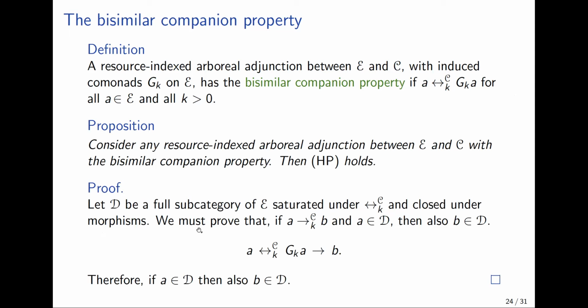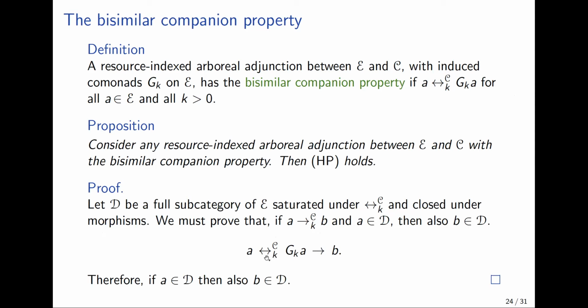And you want to prove that it's upwards closed with respect to K homomorphism. That means that if you suppose that there exists a K homomorphism from A to B, and A is in D, we must show that B is also in D.